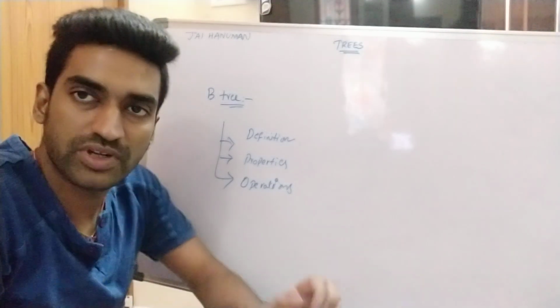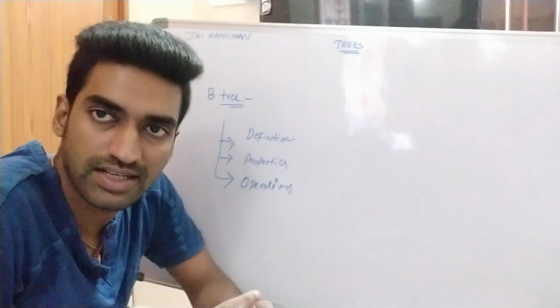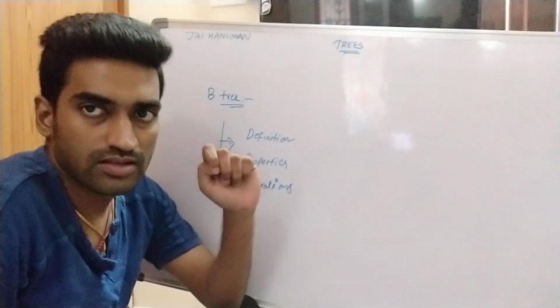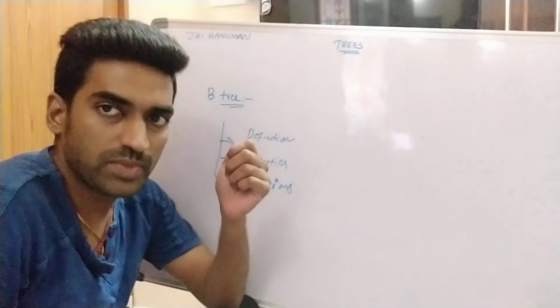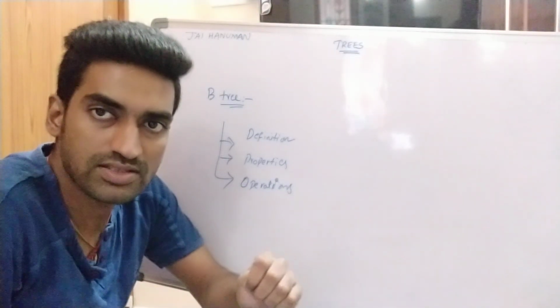Yes, hi friends. In the previous session, we already discussed AVL trees. In this session, we are mainly concentrating on one more tree, that is the B tree. We will cover the definition of a B tree and its properties, and then we discuss operations on B trees.